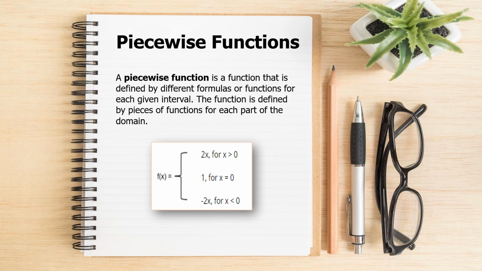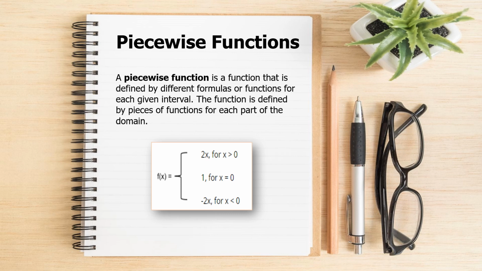So in a piecewise function, the input is divided into pieces of a formula with each piece. Here, for x greater than 0, we use a function f of x equals 2 times x. For x equals 0, we use a formula f of x equals 1. And for x less than 0, we use a formula f of x equals negative 2x. So here, the input is divided into pieces of a formula with each piece having their own condition or rule to deduce the output. It shows a different interval that behaves differently.